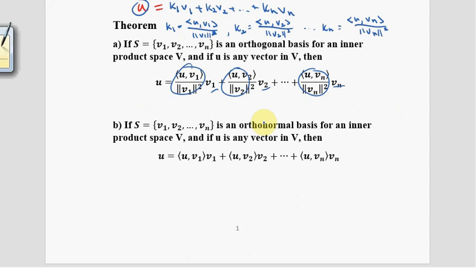If S is orthonormal, that means that it's orthogonal, but also each vector, V1, V2, and so on to V sub n, their norm is equal to 1. So that denominator, the norm of V sub 1, is going to be 1 squared. It's just 1 downstairs. So that's where that goes. Here you're just dividing by 1. So it's the same formula, but each norm is equal to 1.